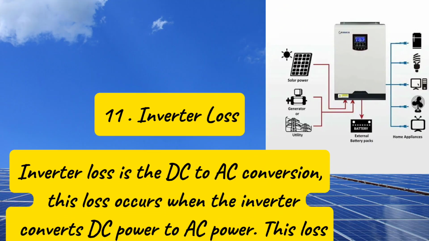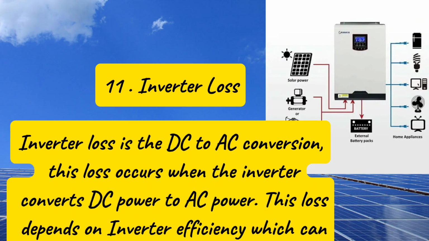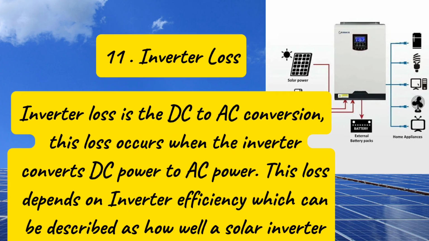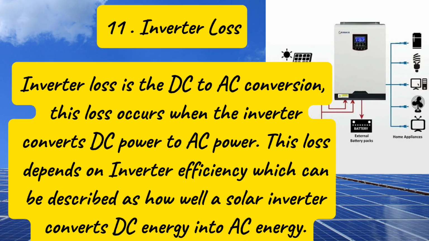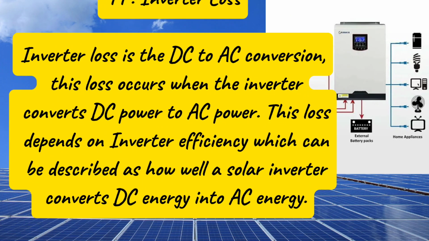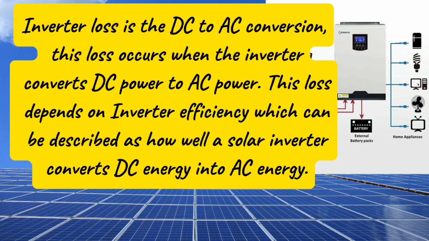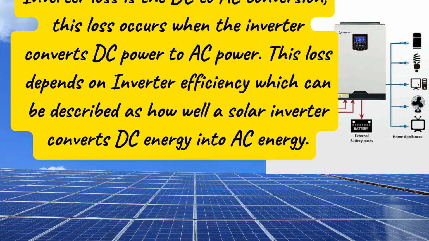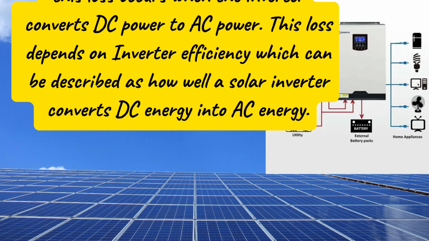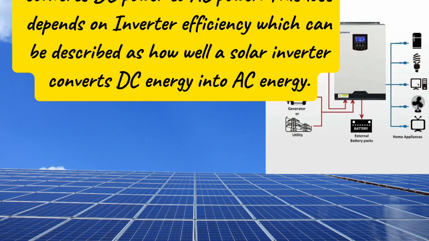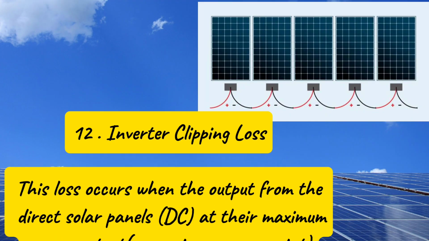Inverter loss is the DC to AC conversion loss. This loss occurs when the inverter converts the DC power to AC power. It depends on the inverter efficiency, which describes how well a solar inverter converts DC energy into AC energy.